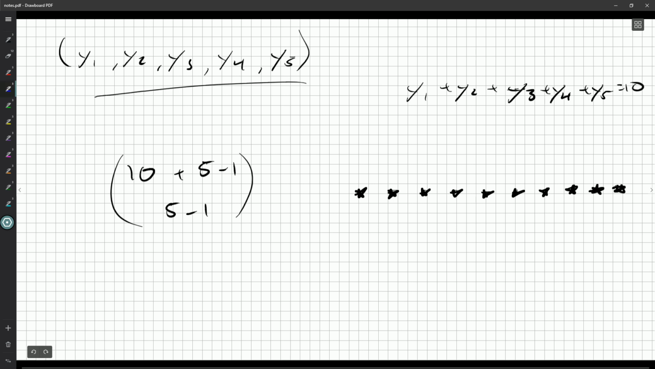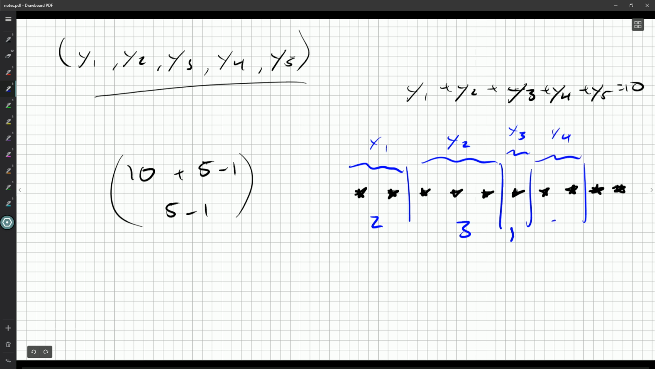Imagine I have 10 stars and I have little dividing lines. I'll need 4 dividing lines to break this up into 5 groups. The stars before the first dividing line tell you how big y1 is. So in this case, it's going to be 2. The next will tell you how big y2 is. Then y3, so it's size 1. Then y4 is 2. And y5, there's 2 stars, so you get 2. And you can get zeros.